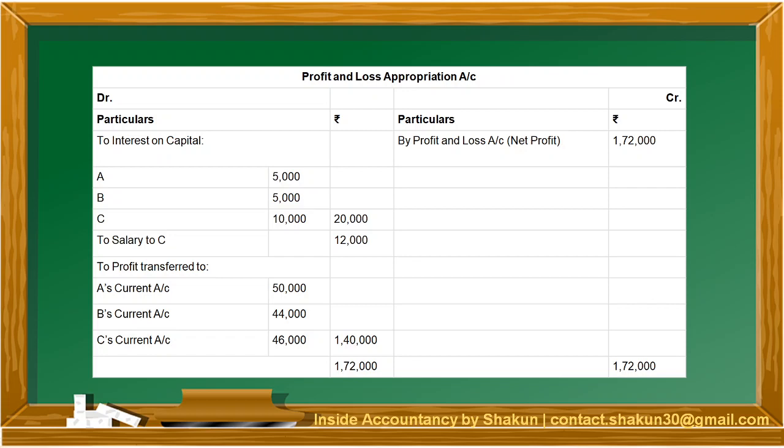The profit as per P&L is mentioned on the credit side. The appropriations, interest on capital and salary to C have been mentioned on the debit side. The balancing figure, that is 1,40,000, is the divisible profit. Normally in questions, we divide 1,40,000 in whatever ratio is given in the question. But in this particular question, this 1,40,000 had to be distributed in three different ratios. So this 50,000, 44,000 and 46,000 is ascertained through the working note.